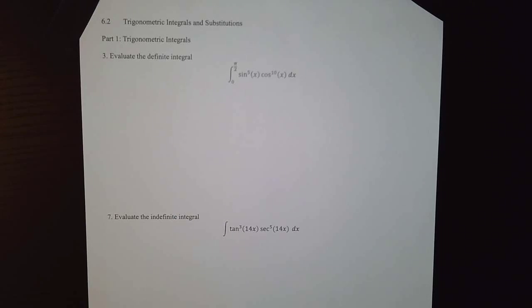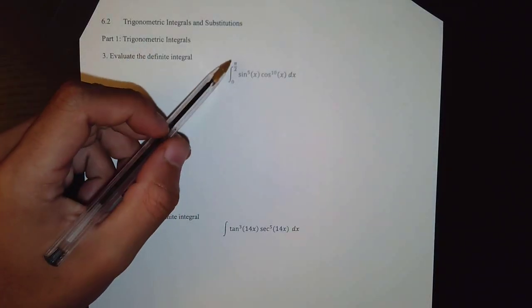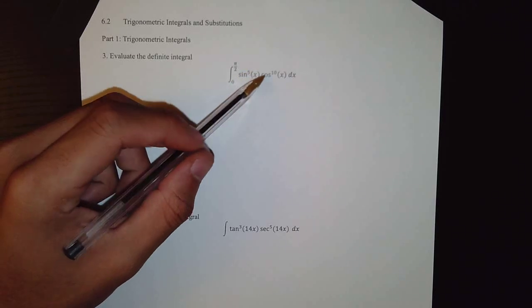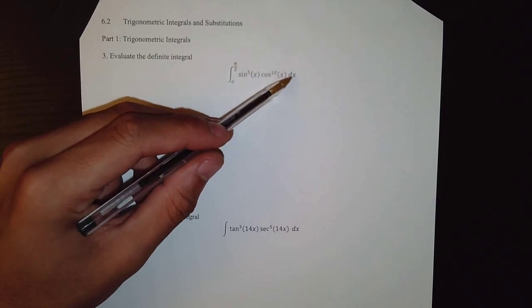6.2 Trigonometric integrals and substitutions. Problem number 3 says evaluate the definite integral, the integral from 0 to pi divided by 2 of sine to the power of 5x times cosine to the power of 10x dx.